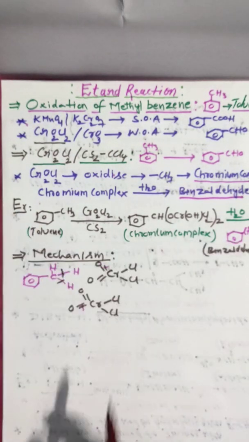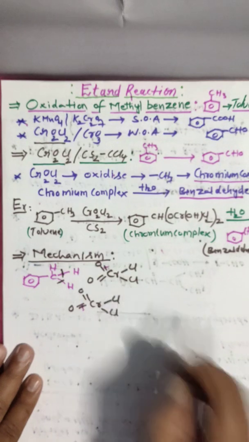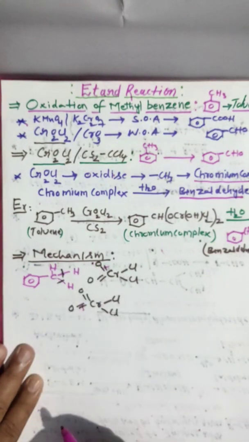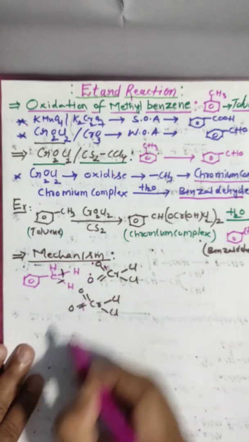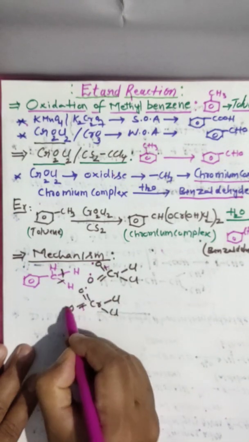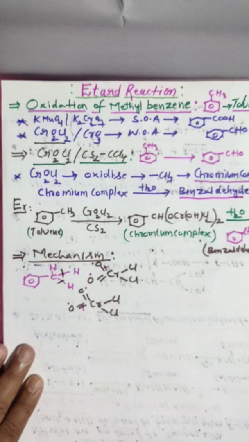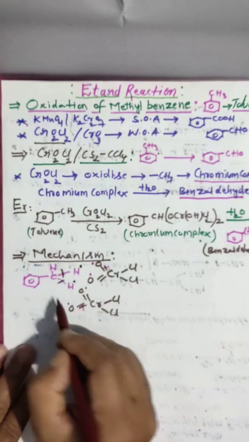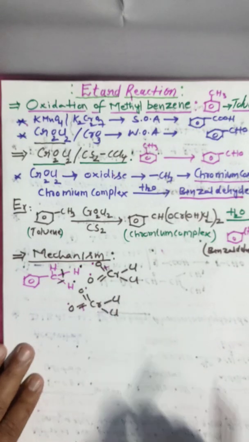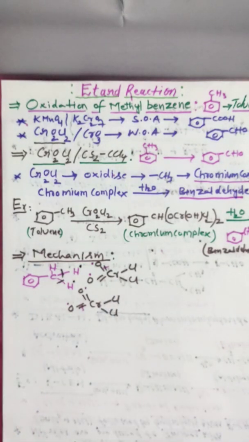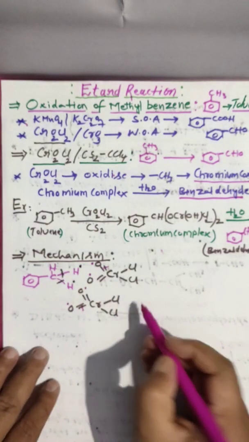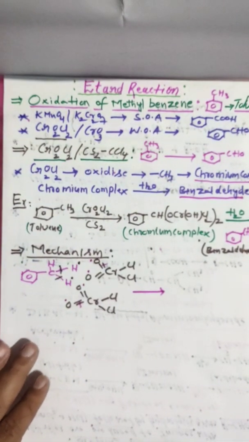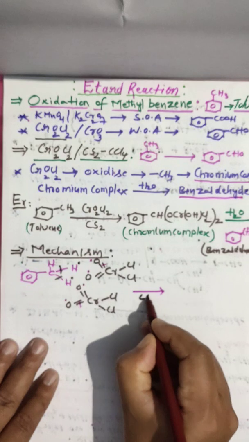Here what do we have to do? Homolytic cleavage means what we are getting? This O is a free radical, this is one free radical, this is one free radical, and this hydrogen is a free radical, and this hydrogen is a free radical, and this carbon also you are getting as free radicals, giving rise to this in the presence of carbon disulfide.